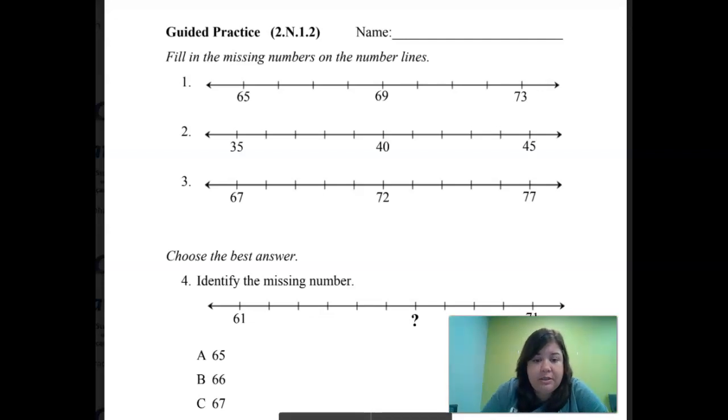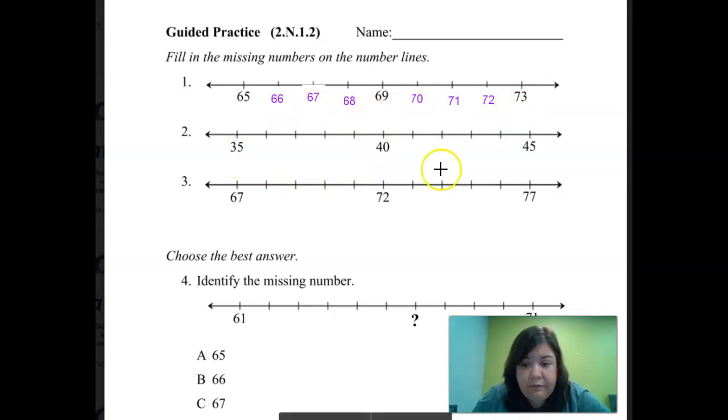Let's check your answers. So you should have your missing numbers for number 1 are 66, 67, 68. Is that what you have? Then we have 69 is given. Then we have 70, 71, 72, and then 73 is given. Okay, so your numbers should look like this.